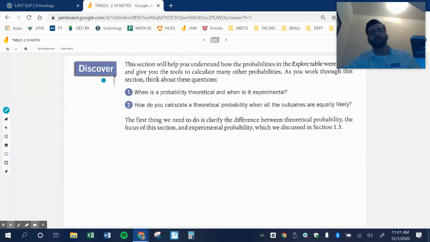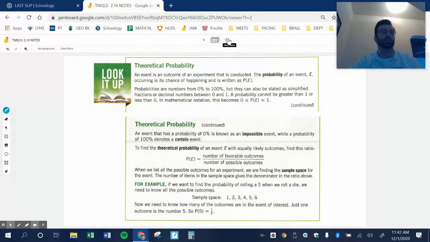So we talked about probability a little bit in Unit 1. All right. So what we're focusing on today is theoretical probability. We talked about experimental probability in the past, and I hope to make sure that we understand the difference between the two by the end of this lesson. That is going to be our goal for today, or one of our goals today. Then how to calculate theoretical probability when all outcomes are equally likely as well.